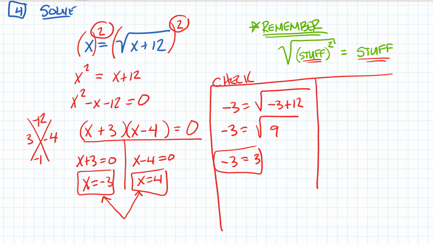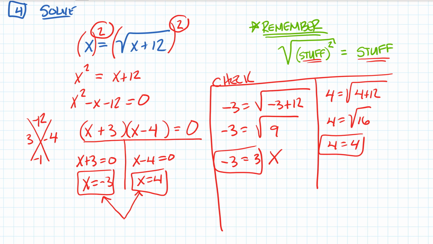What happens if I take the 4? Is 4 equal to the square root of 4 plus 12? Is 4 equal to the square root of 16? Yeah, a 4 is equal to a 4. That one I can justify. This one I cannot justify. Therefore, this answer is extraneous. And I'll just write ext for extraneous.